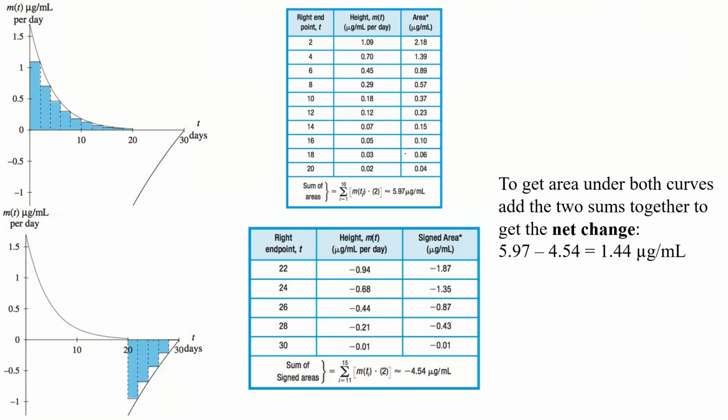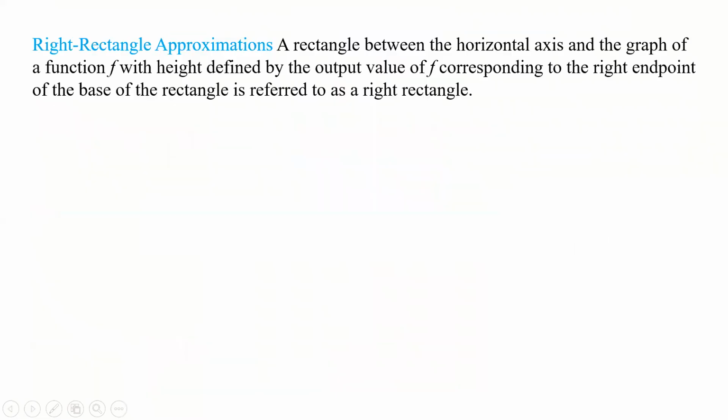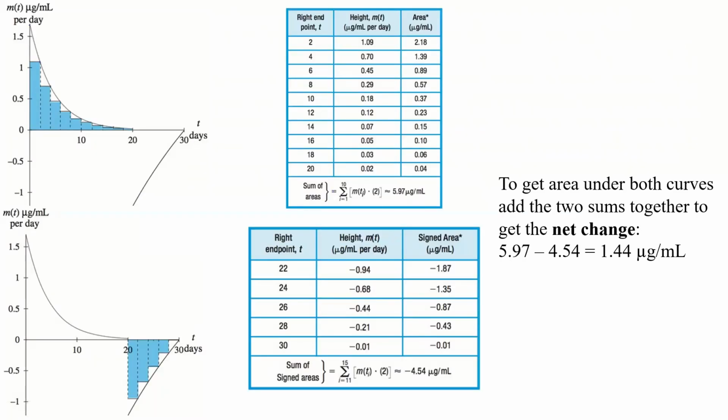And this time, instead of just saying that we added some of them together and got that, they're showing it in sum notation. So we're taking the sum of i from 1 to 10, there's 10 of them here, of the heights times how far apart each of these is. This is 2 units this time, so this times 2 gives us this, and we take the sum of all of those, and we get 5.97 micrograms per mil, because it's micrograms per mil per day times days. And that's the positive part.